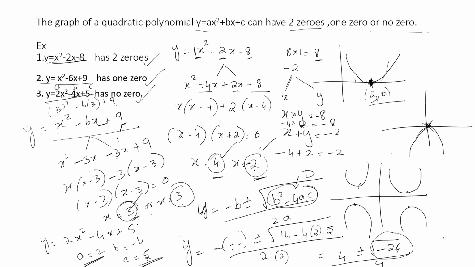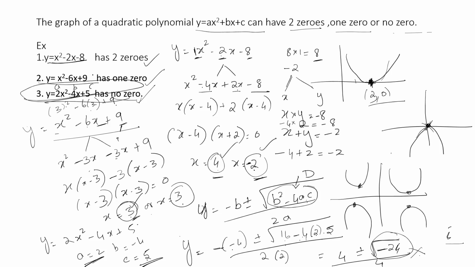This will become an imaginary number. When you're having a negative number inside the root, it will become an imaginary number. That is, we cannot find any value of x for which this equation becomes 0. So such a type of polynomial has no zero and the curve will never touch the x-axis. Can you understand?